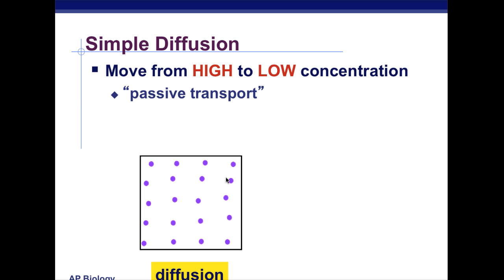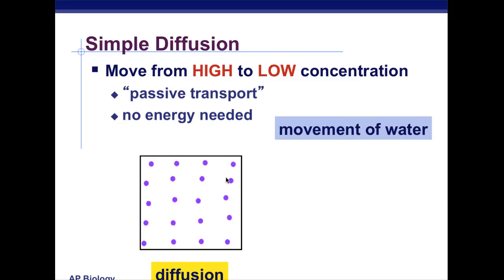And we call this type of movement passive transport, meaning that they're going with the natural flow of things to go from an ordered state to a more disordered state. And to do this kind of transport, no energy is required, meaning no ATP is needed.